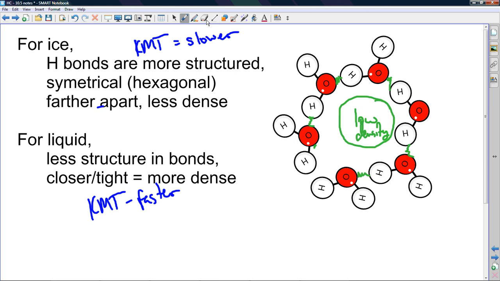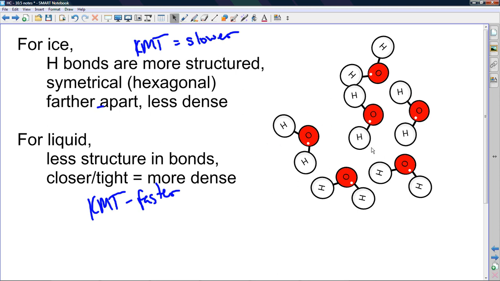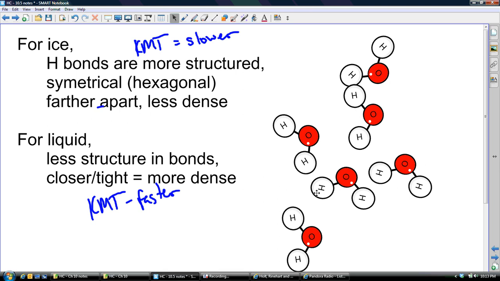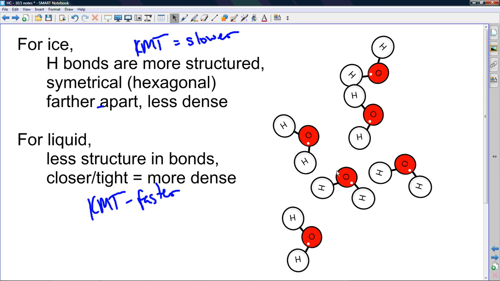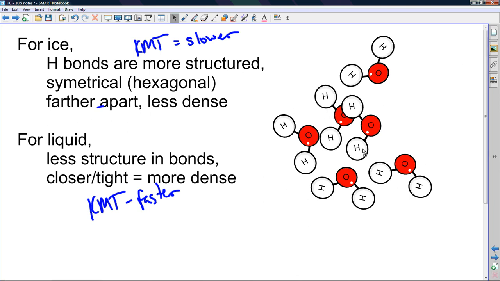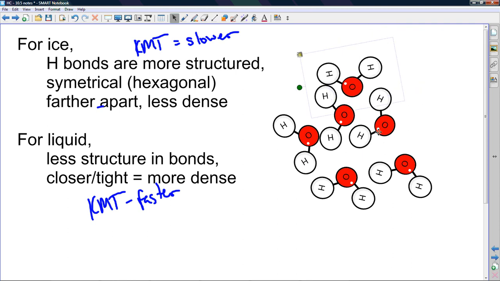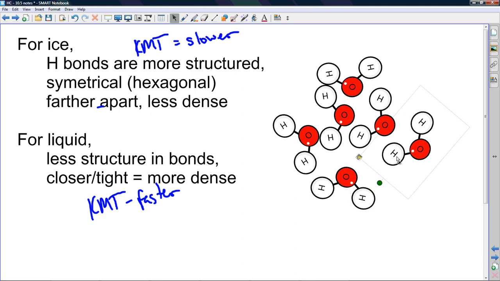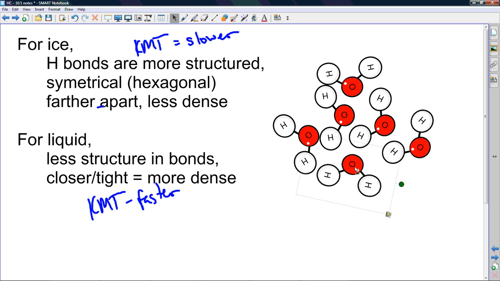Now, if we take into account what's happening in liquids, that's a little different. Here's what's happening in liquids. Molecules are moving around faster. Okay, so if we can imagine they're moving around and flying, what ends up happening is because they're moving around more, they end up packing in tighter. Because they pack in tighter, there's not as much empty space.